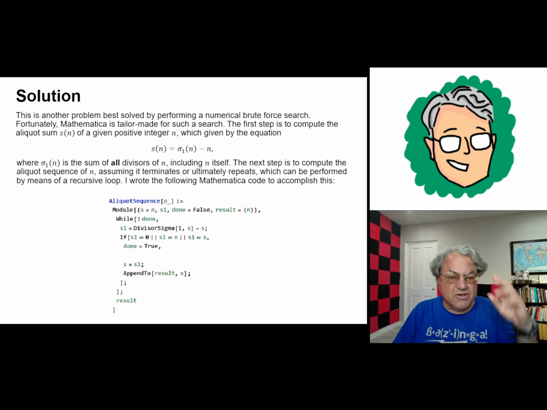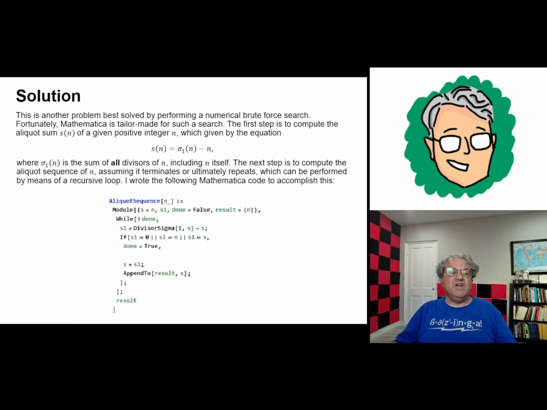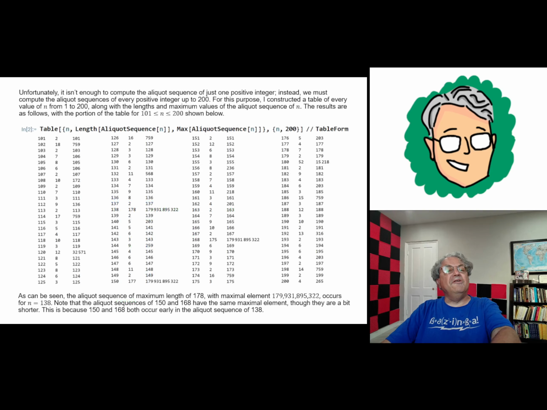Well, it computes a table, and we can always find the maximum value of a table. So it outputs the whole table, the whole Aliquot sequence of n. Anyway, it's not hard to do. That's what this function does, and then I did it for all the values of n going from 1 to 200, and in the table I show here, I left out the values of n going from 1 to 100. Most of those aren't very long.